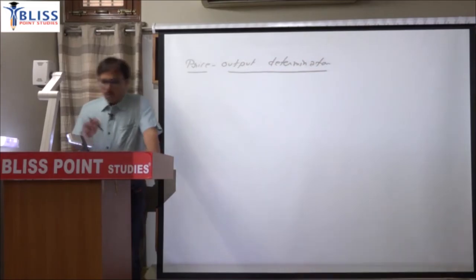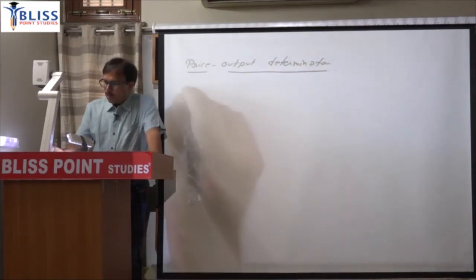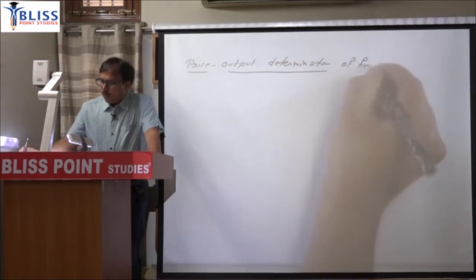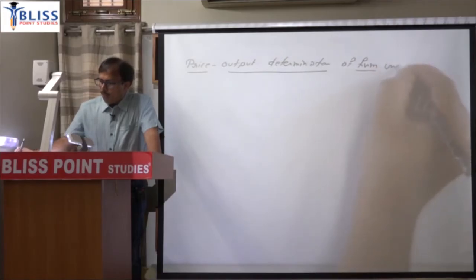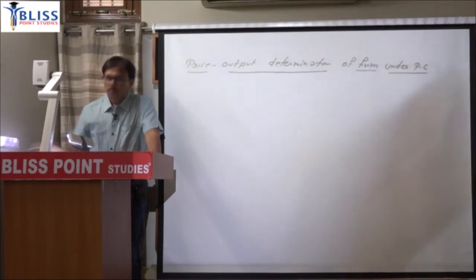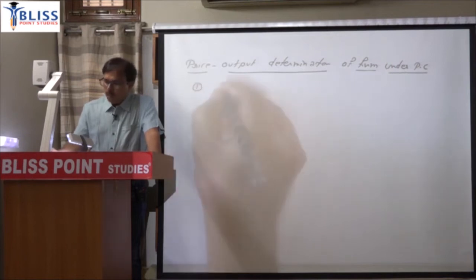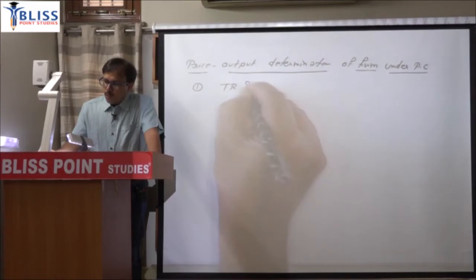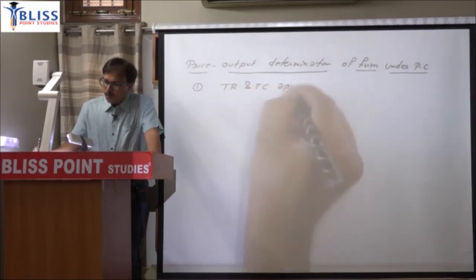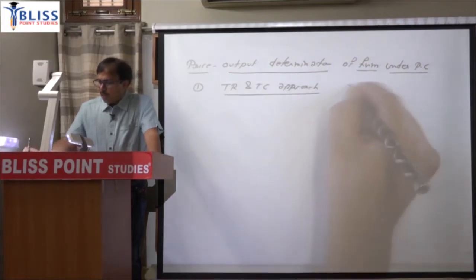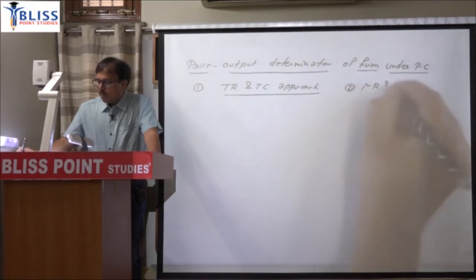Based upon this part, there was one question. I will show that question, but first explain that concept. Price output determination of a firm under perfect competition. So there are two approaches. One approach is total revenue and total cost approach, TR and TC approach, and second approach is marginal revenue and marginal cost approach, MR and MC approach.